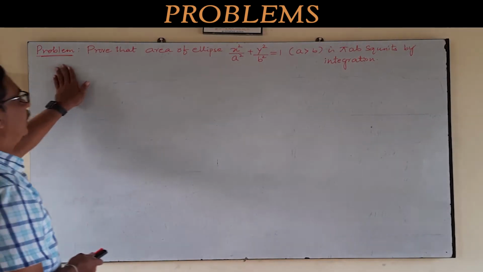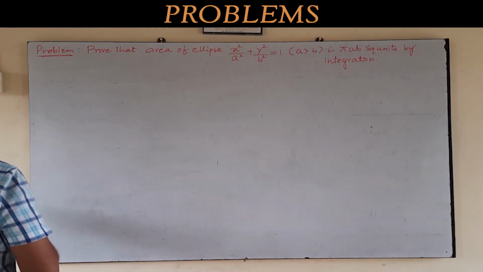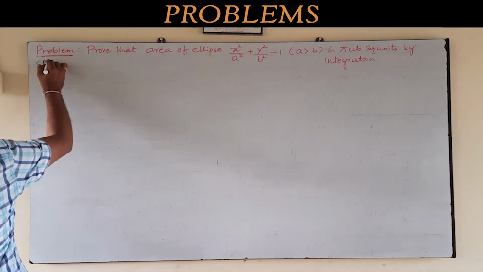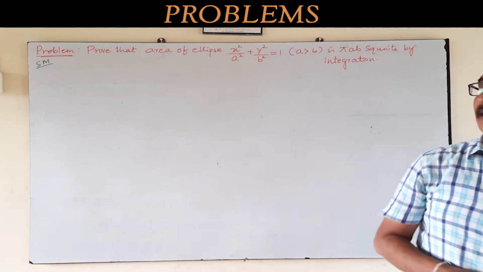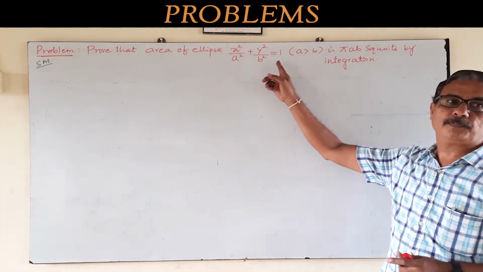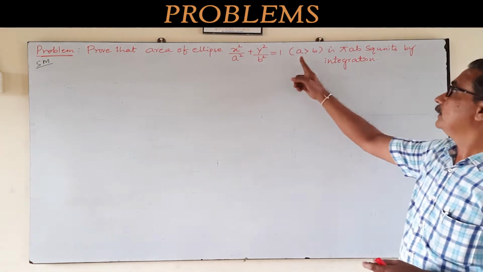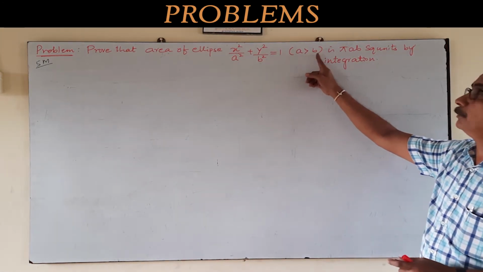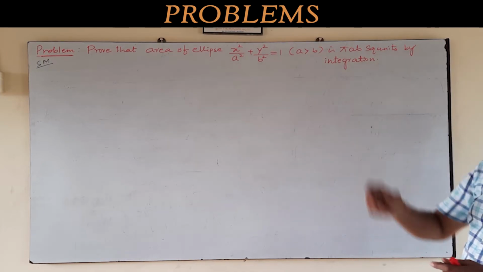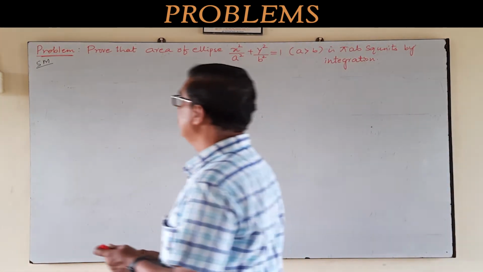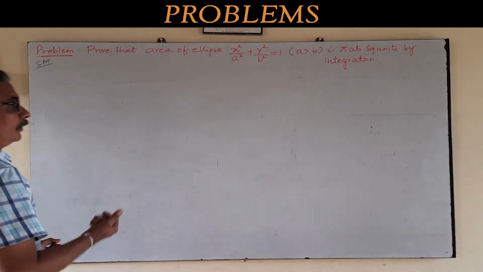Next problem, again a 5 mark question, a most important problem. Prove that the area of the ellipse x square by a square plus y square upon b square is equal to 1, under the condition a more than b, is pi ab square units by using the integration method. Now how to solve? Again you know the formula.